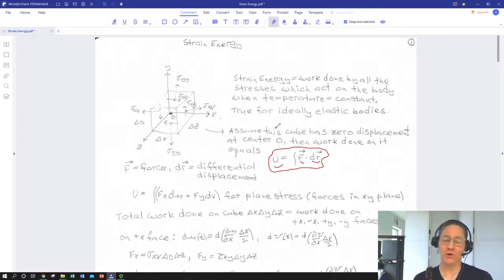And in this lecture we're going to derive mathematically an expression for the strain energy, the energy that is imparted due to the work done on a finite body by the applied stresses acting to give some displacement. And then we're going to use that generalized expression to find strain energy for different types of stress states and strain conditions.